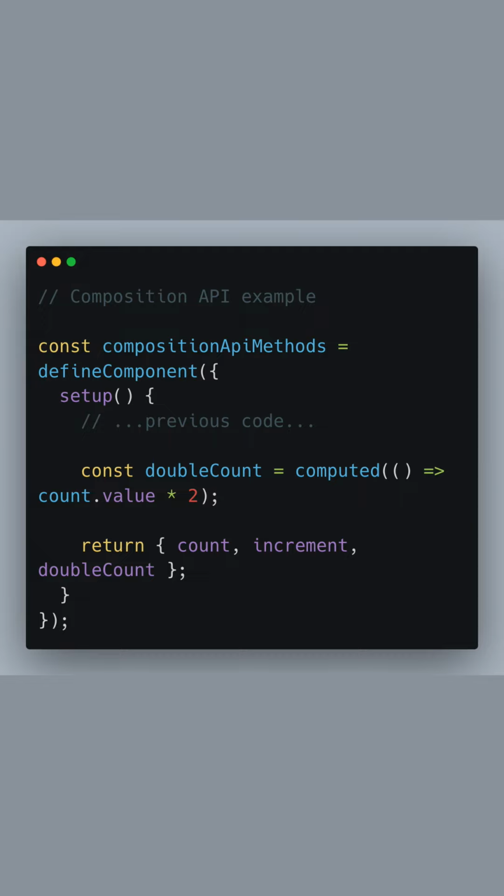The Composition API also offers computed properties. We use the computed function from Vue's reactivity system inside the setup function. Here doubleCount is a reactive reference that derives its value from count. It will track the count reference and recompute whenever count changes, just like in the Options API.